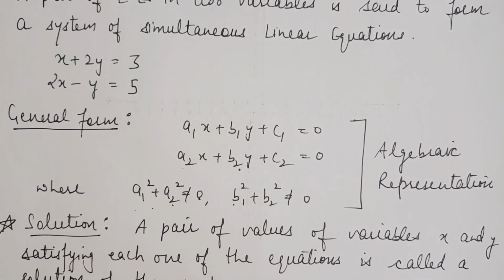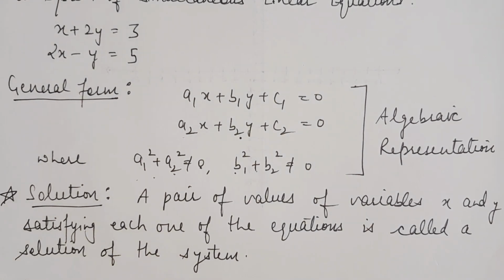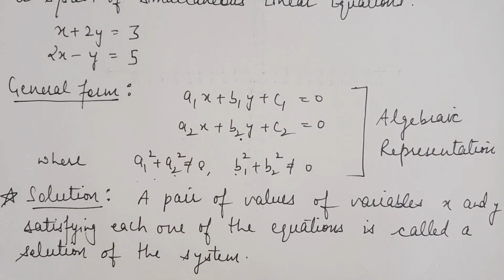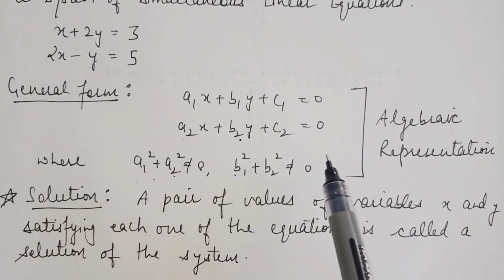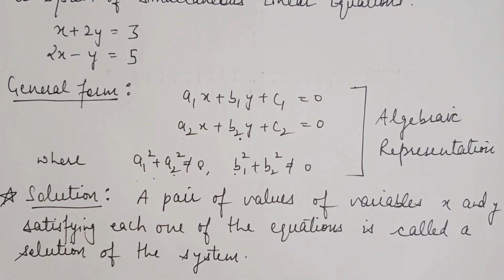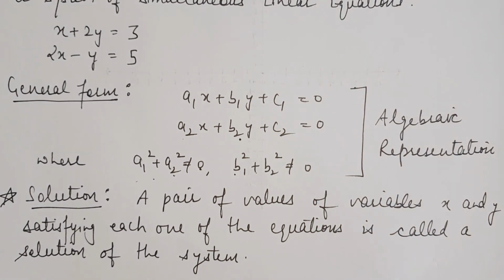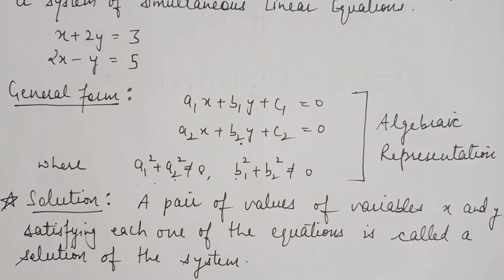We have already talked about the solution of one equation, that the value, the point lying on the graph, is called the solution. So if two equations are given, the pair of values of the variables x and y which satisfy each one of the equations, the values of x and y that satisfy both equations, that will be called the solution of the system of equations. The common solution of both will be called the solution of the system. Whether there are two equations, three, four, any number of equations may be given, the values that satisfy all of them will be called the solution of the system of linear equations.